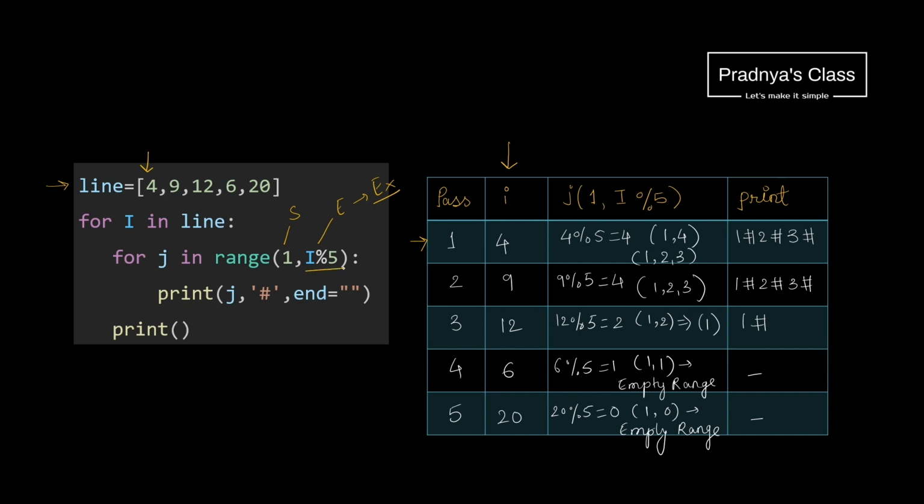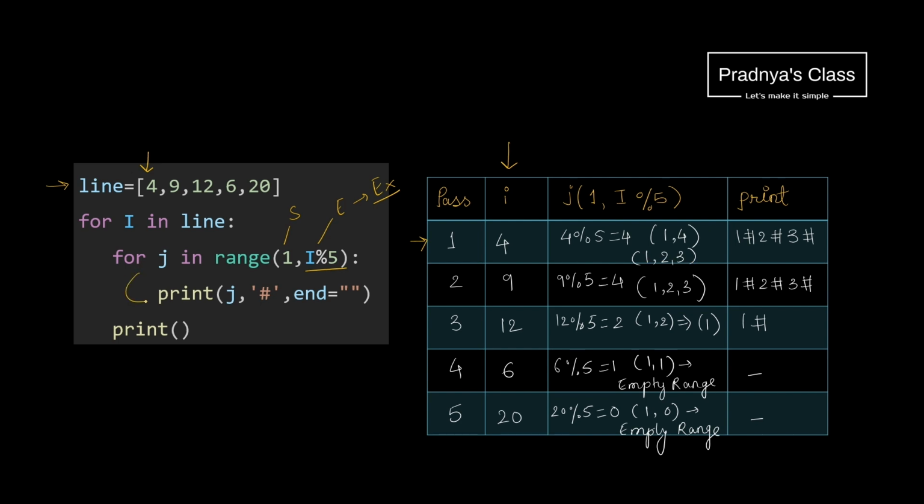Let's first calculate i % 5. The value of i is 4. 4 % 5 will be 4. It means the range function will execute as range(1, 4). 4 is exclusive, so it means 1 to 3. That means the range function will execute 3 times. The values will be 1, 2, 3.